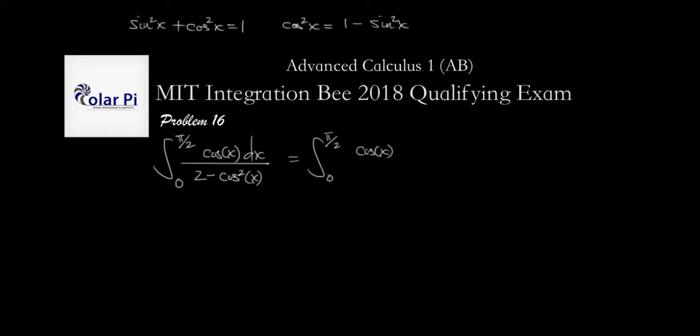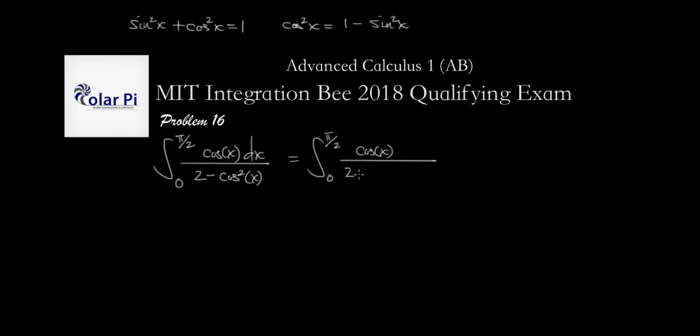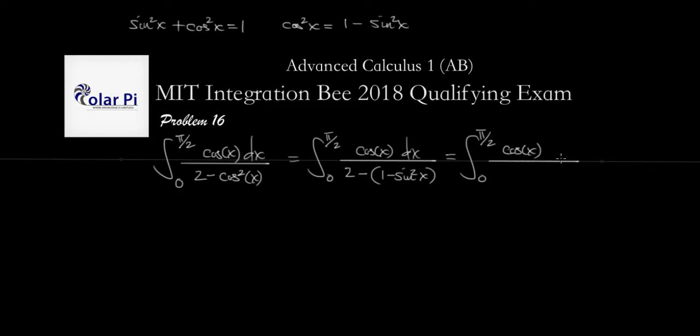So cosine x, and then divided by 2 minus cosine squared x, which we just said is 1 minus sine squared x, so 1 minus sine squared x, and then dx. And this equals the integral from 0 to pi over 2, still cosine x in the numerator, and then divided by, look at the denominator.